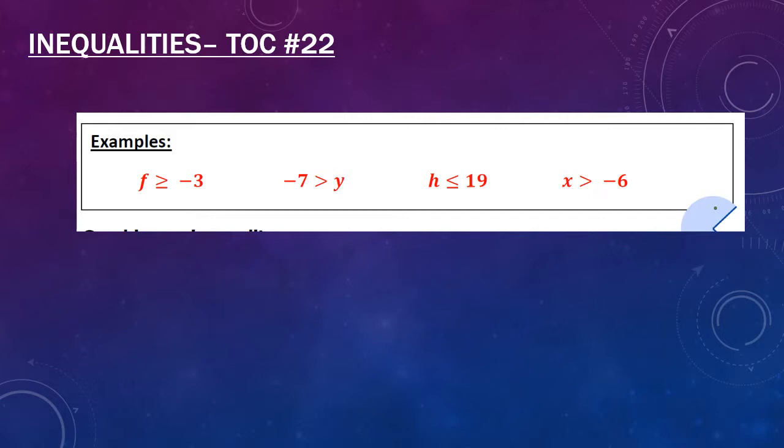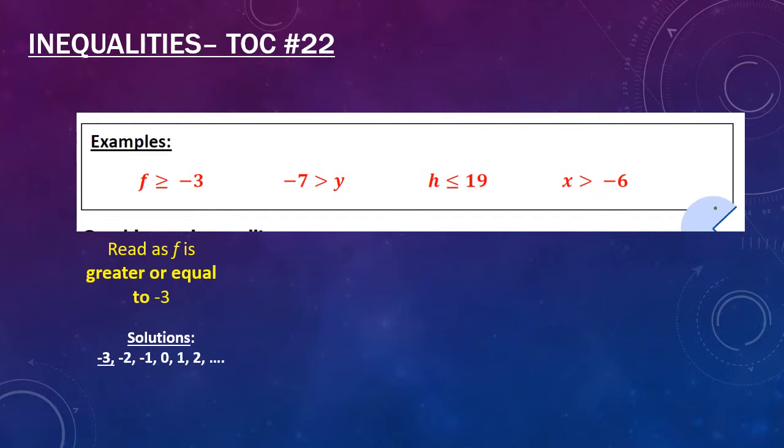So here are some examples, and go ahead and write these in the box that's in the middle of your page, and then I'm going to explain how you read them and what they mean. So the first one is read as f is greater than or equal to -3. And some answers that could work are, of course, -3.